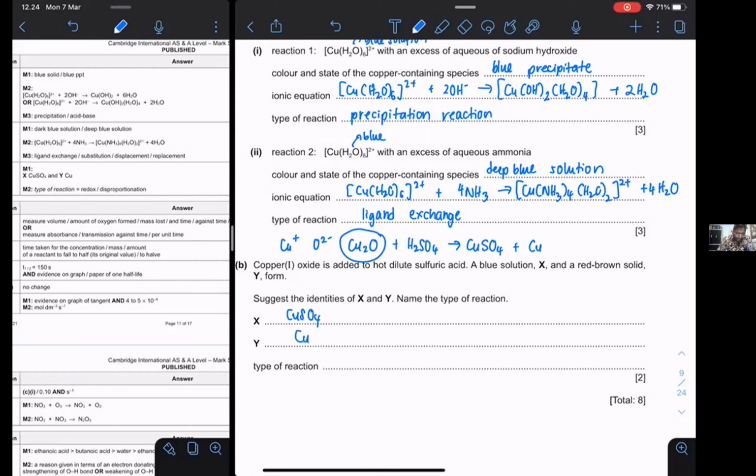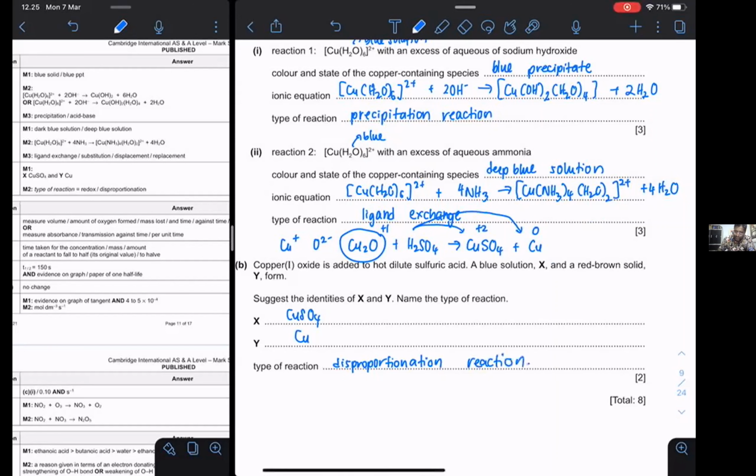So the type of reaction, since we are talking about Cu in Cu2O, it's going to be positive 1, here is positive 2, and if we look at this, this is 0. So you can see that the oxidation number can have oxidation and also reduction at the same time. So this is going to be a disproportionation reaction.